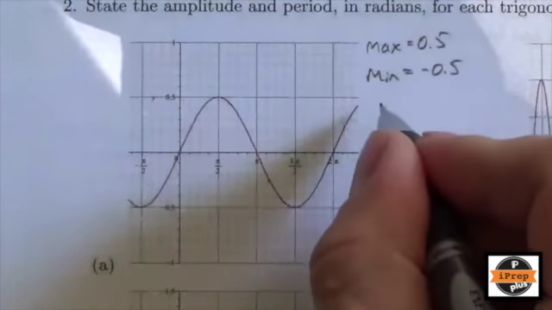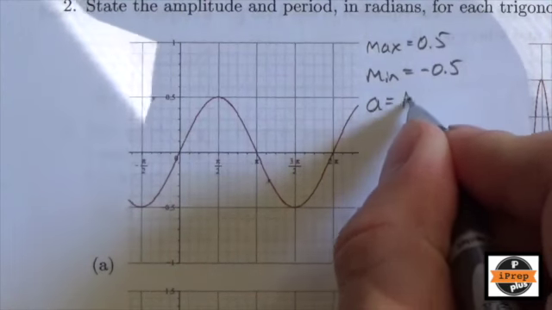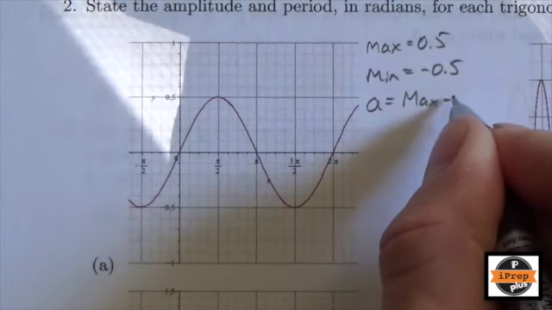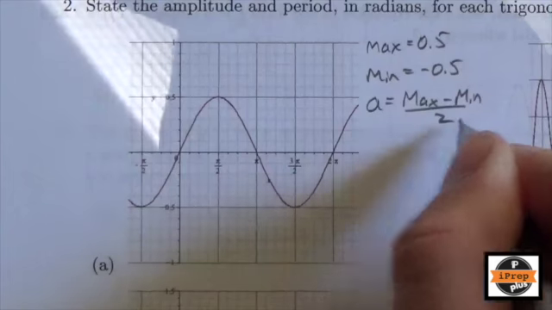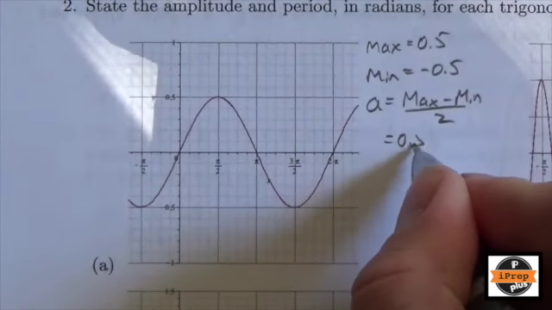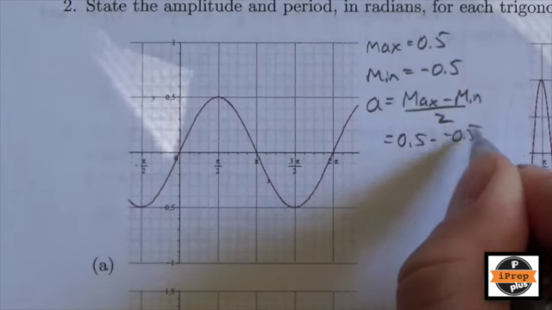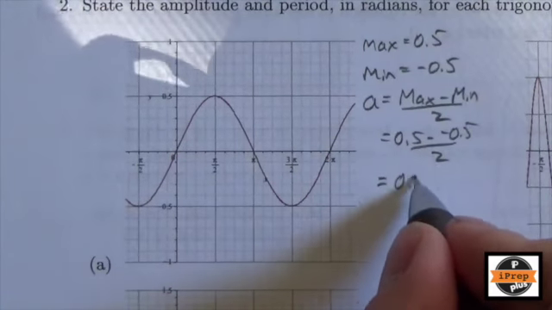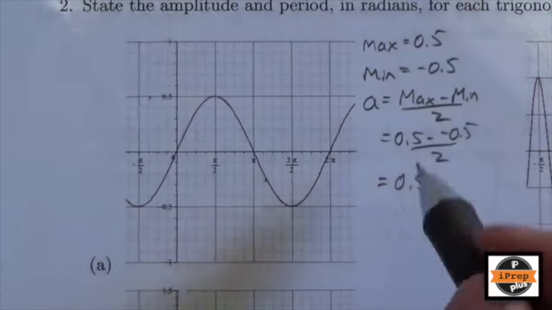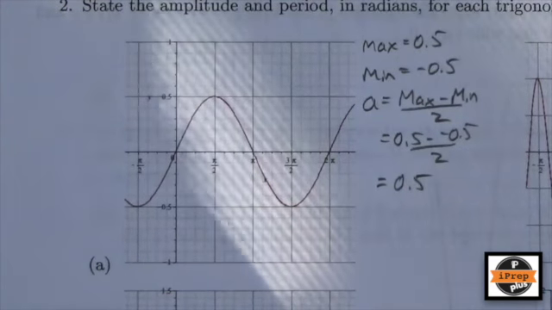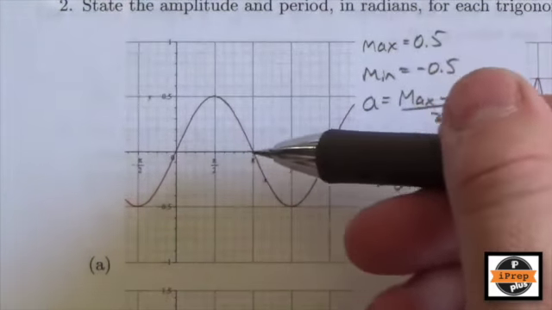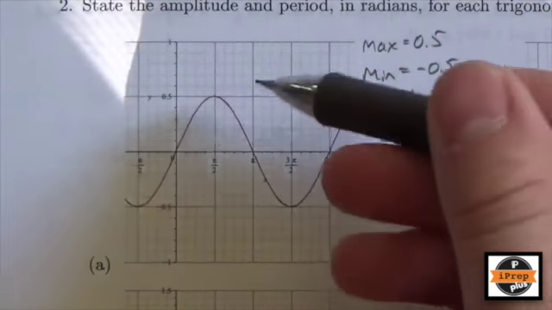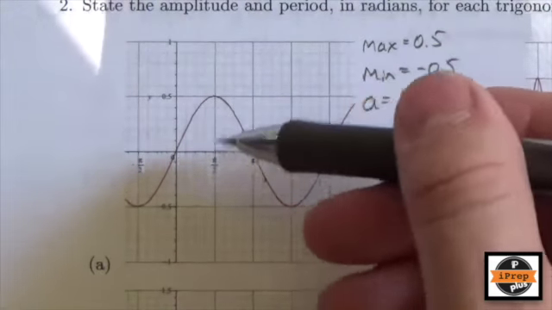Now, the reason why that's significant is because the amplitude is the max minus the min divided by 2. So this will be 0.5 minus -0.5 divided by 2. And when that's all said and done, the answer is 0.5, okay? Which is totally what I would have expected here, because the amplitude is half the distance from the bottom to the top, or it's the distance from the center of the graph to the top.